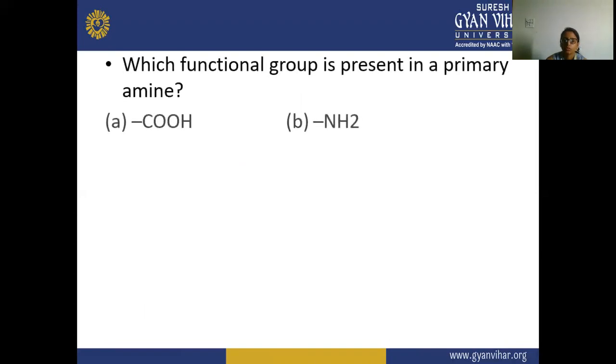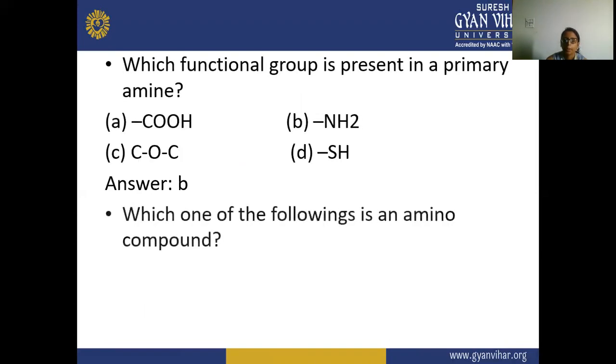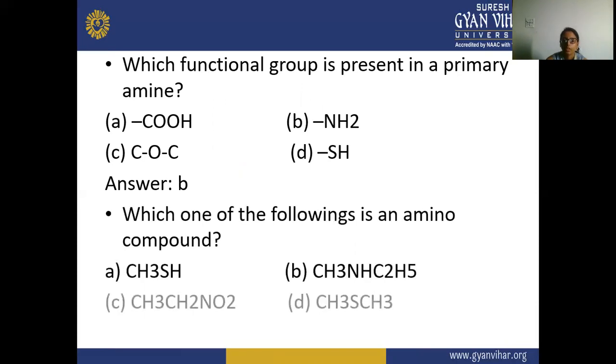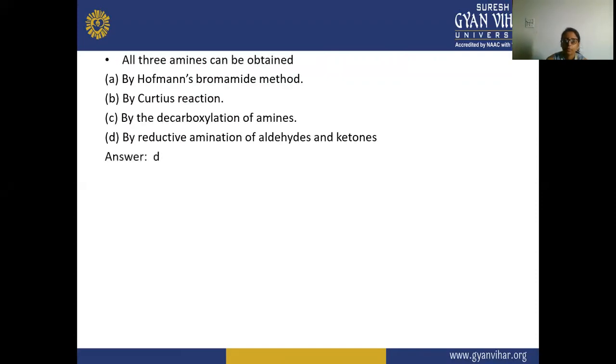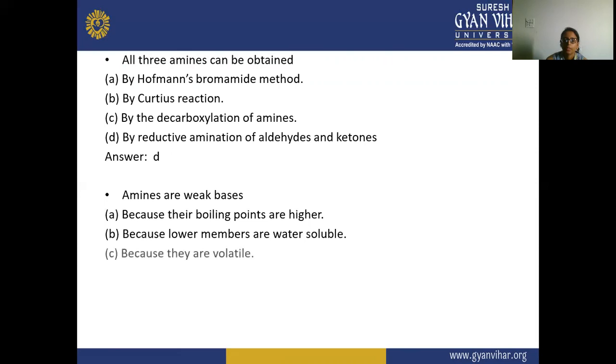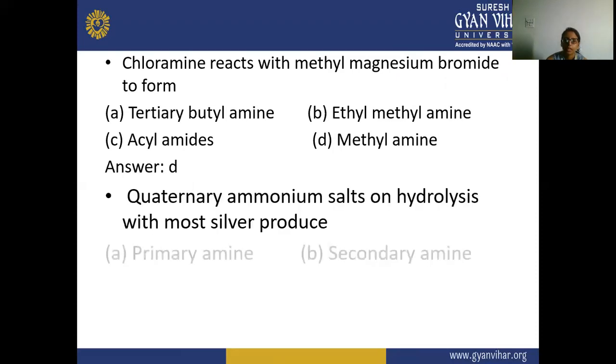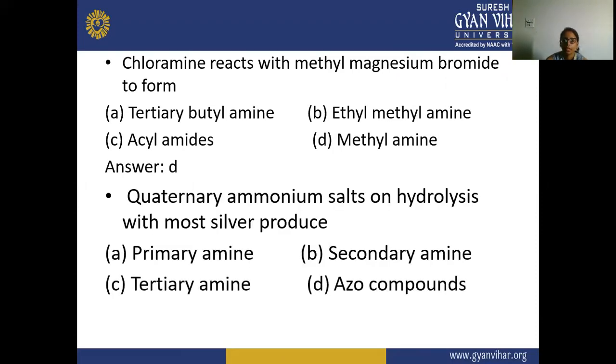These are the questions. Which functional group is present in a primary amine? That is NH2. Which one of the following is an amino compound? That is CH3NHC2H5, that is B. All three amines can be obtained by the reductive amination of aldehyde and ketone. Amines are weak bases due to the presence of an unshared pair of electrons on the nitrogen atom. Chloramine reacts with methyl magnesium chloride to form methylamine. Quaternary ammonium salt on hydrolysis with moist silver oxide produces a tertiary amine.